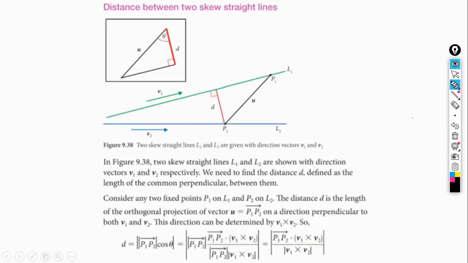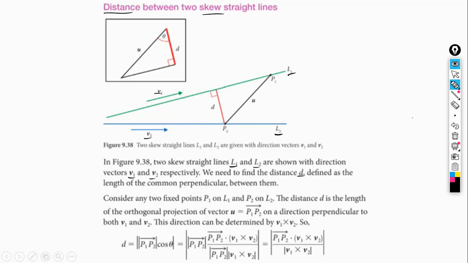So now let's take a look at the distance between two skew straight lines. In figure 9.38, two skew straight lines L1 and L2 are shown with direction vectors V1 and V2 respectively. So we can see the lines L1 and L2 and the direction vectors V1 and V2. We need to find the distance d defined as the length of the common perpendicular between them.